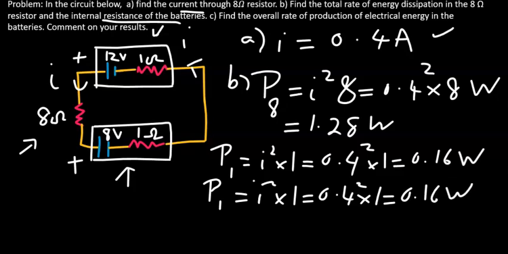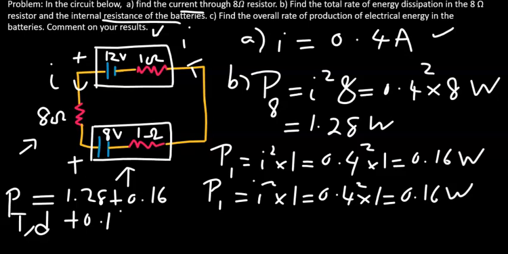So the total power dissipated is therefore 1.28 plus 0.16 plus 0.16, which gives you 1.6 watts of power. And that is the answer to part B.